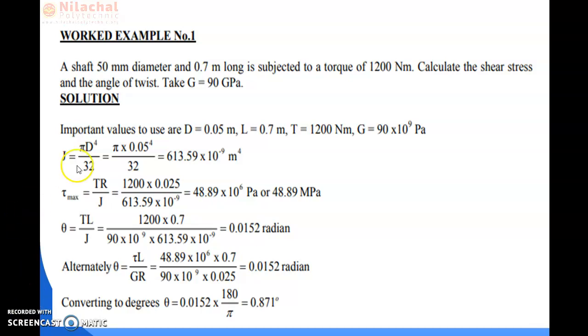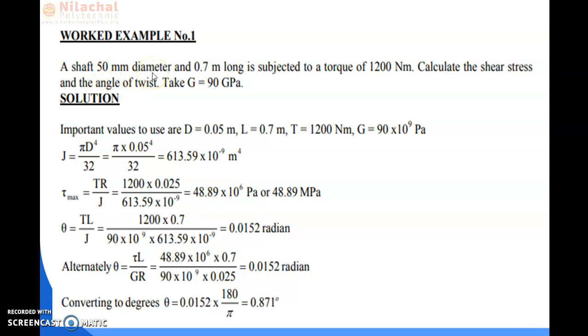So here is your question: a shaft 50 mm in diameter and 0.7 meter long is subjected to a torque of 1200 Newton meter. Calculate the shear stress and the angle of twist. Take G is equal to 90 GPa. So here basically you have to calculate the shear stress value, that is the value of tau, and the angle of twist, that is theta.